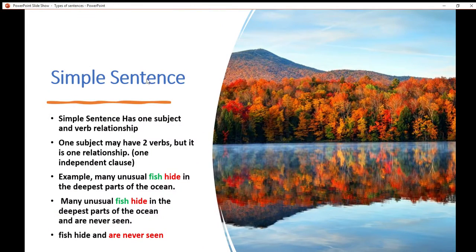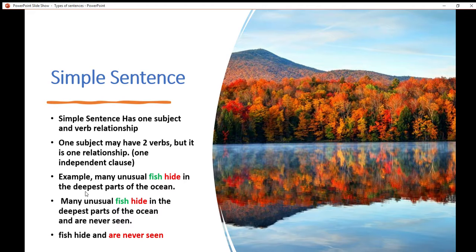The simple sentence. The simple sentence has one subject and verb relationship. One subject may have 2 verbs, but it is one relationship and one independent clause. Example: many unusual fish hide in the deepest parts of the ocean. Fish is the subject and hide is the verb.